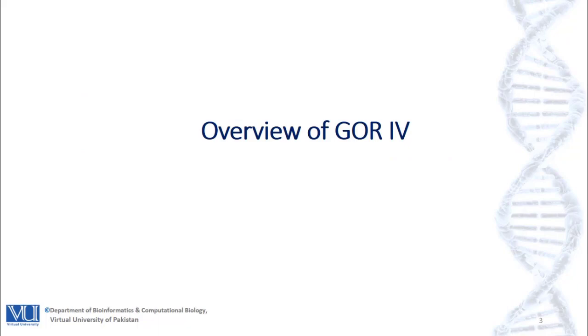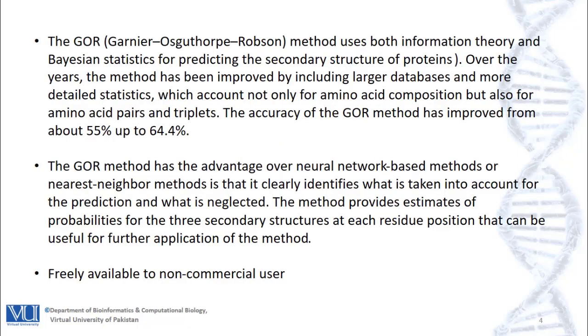So there are so many tools and online servers available for the secondary structure prediction. But in this session, we will learn how we could use the GOR4 tool for the analysis. So let's now understand how secondary structure prediction can be performed by using the GOR tool. GOR basically stands for Garnier, Osguthorpe, Robson. These are three scientists who came up with this tool used for the prediction of secondary structure.